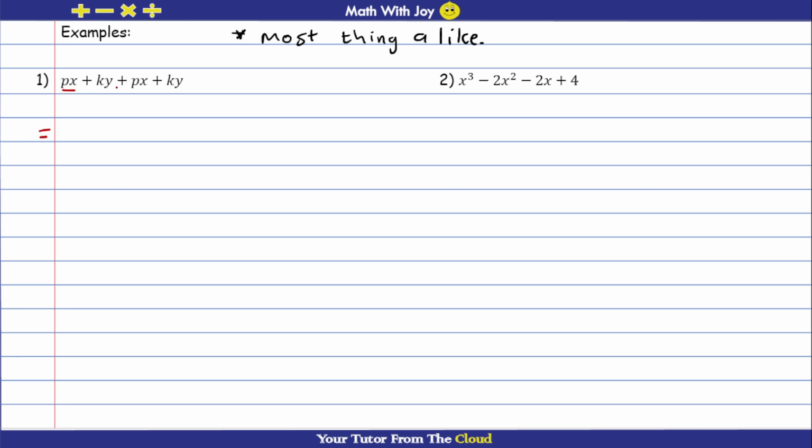We say that this plus that is going to give us 2px, and these two are adding to give us 2ky. Now we have two terms and they have something in common, which is the 2. So you take out a common factor of 2 and we're going to have px plus ky. So in this example, we just revised adding like terms and taking out a common factor, which was just 2.